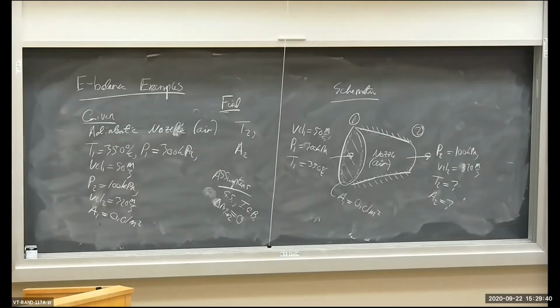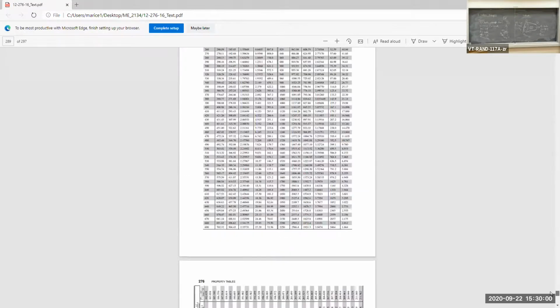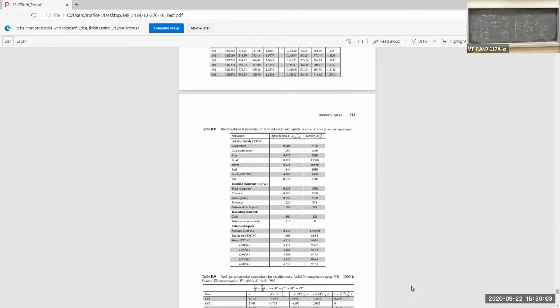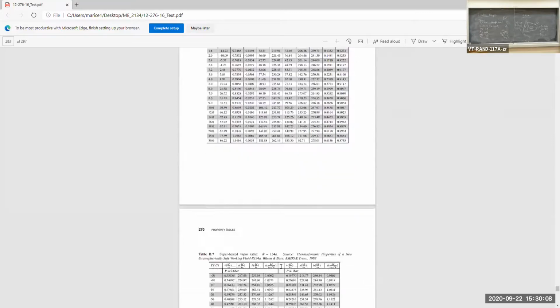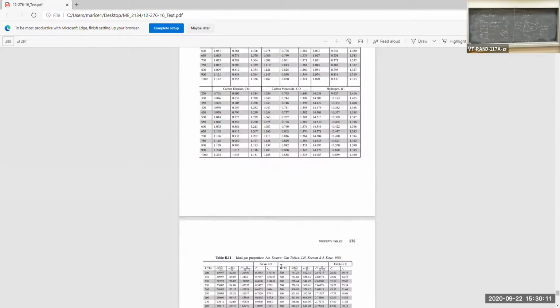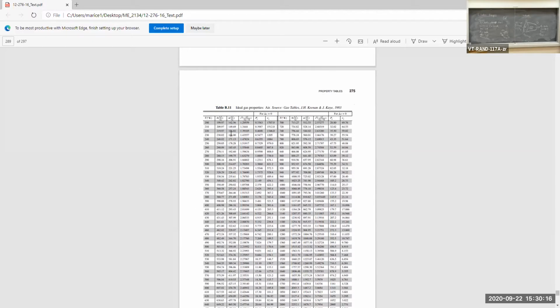Just give me a minute. Let me see if I can open up the notes here. Just give me a second. Okay. Okay, so page towards the end. Let's see if we can find IGB air property tables. Ideal gas saturation tables. Ideal gas properties of air: temperature, enthalpy.